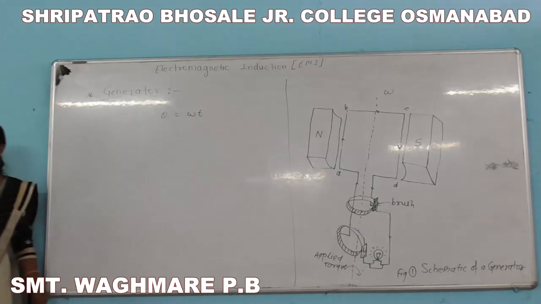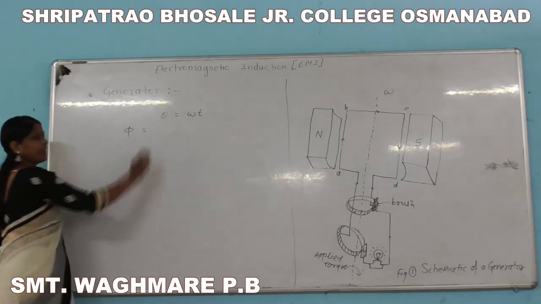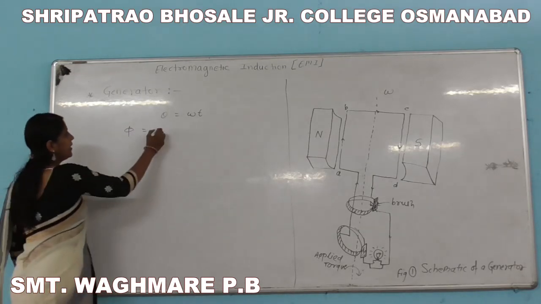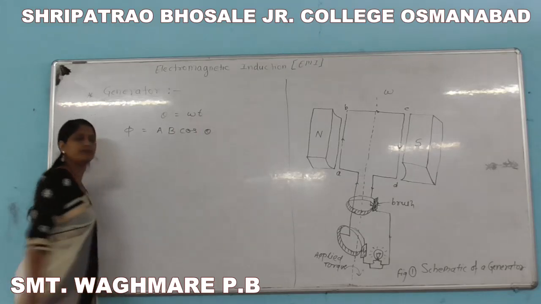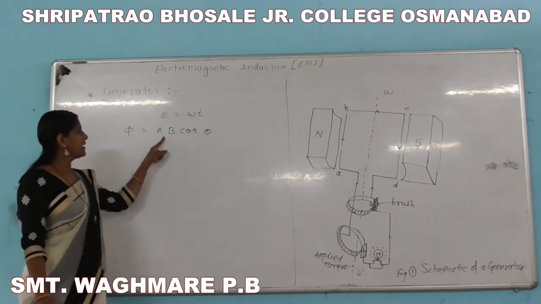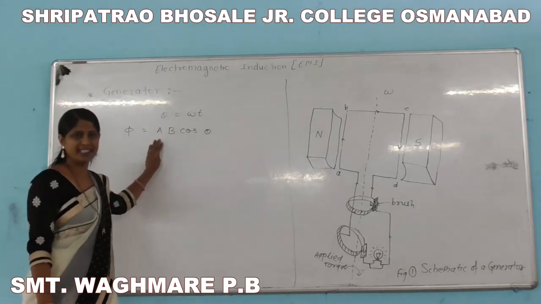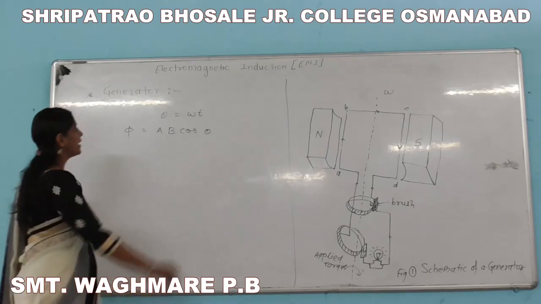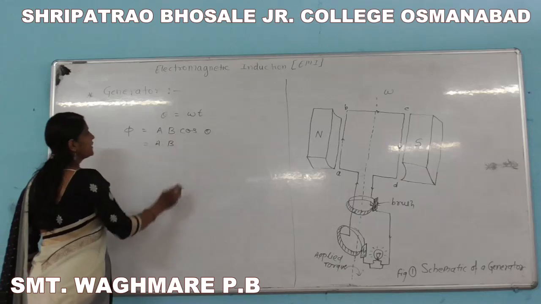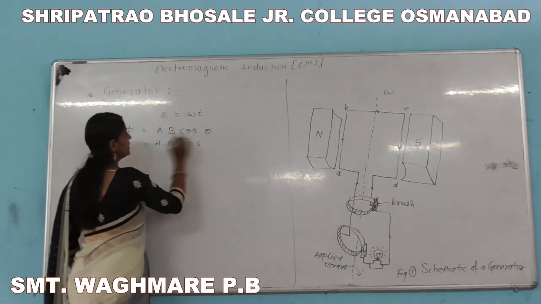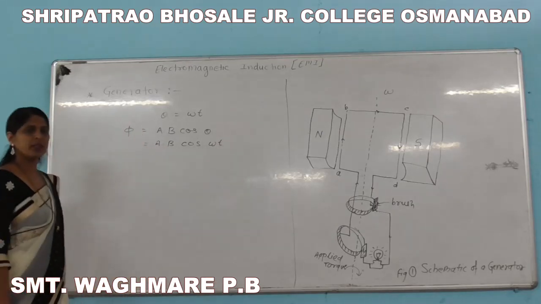And we know that the magnetic flux phi is given by AB cos theta. We have already discussed this equation. Therefore, we can put this value of theta in this equation. Then this will be AB cos omega t.